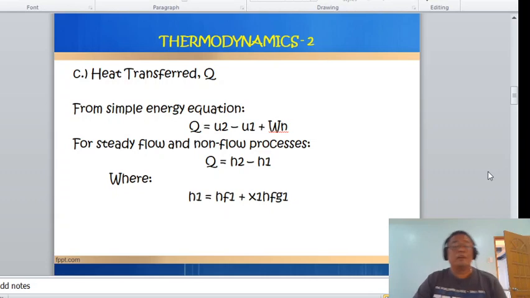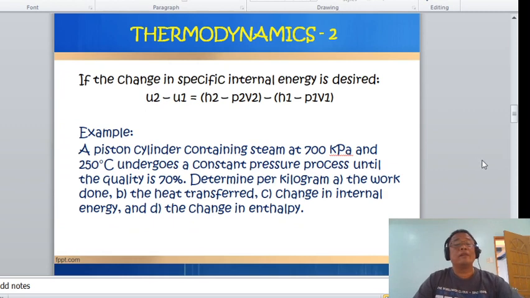Okay? So we have very short equations, very limited. So if the change in specific internal energy is desired, that is equal to the change in internal energy is equal to the change in enthalpy, or h sub 2 minus P sub 2 V sub 2 minus h1 minus P sub 1 V sub 1. Okay, so I think this is more clear if we take up this example. So if you consider this.